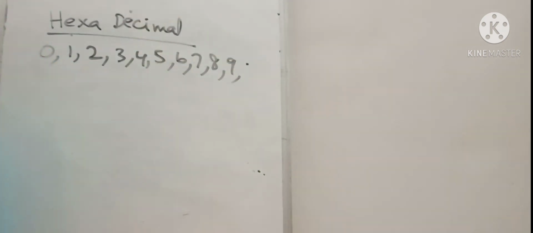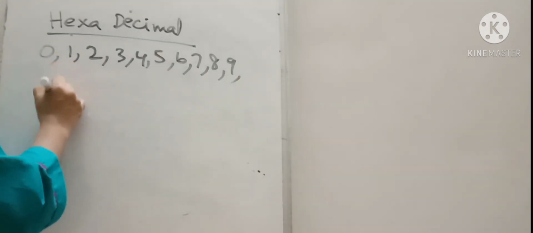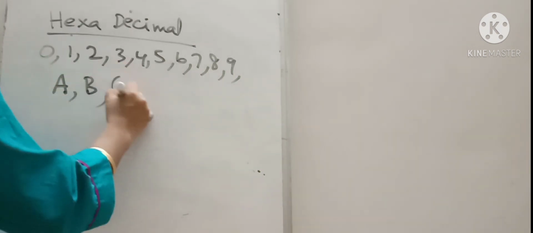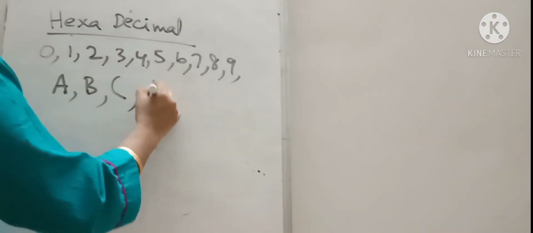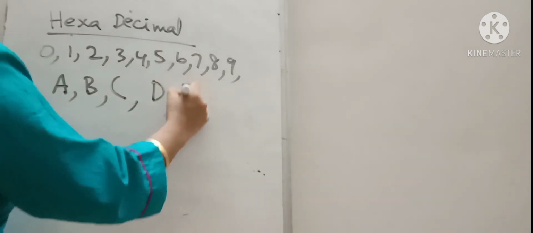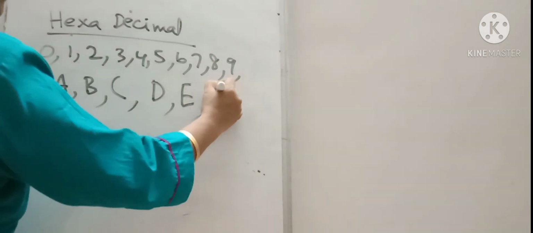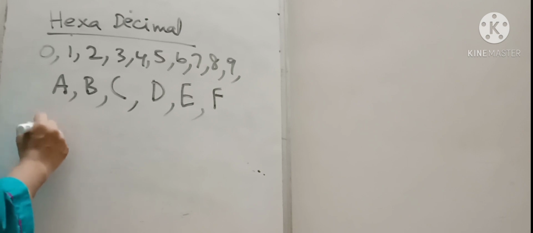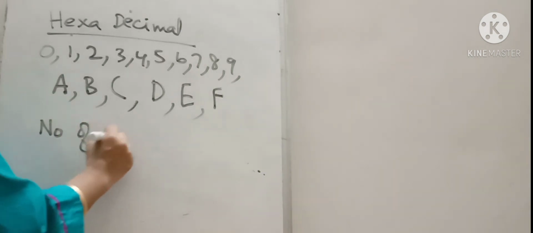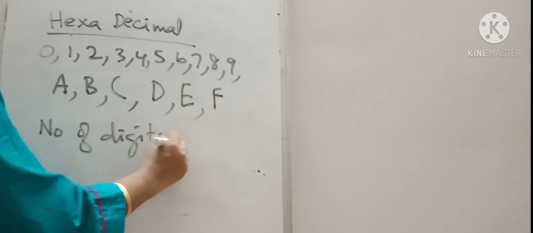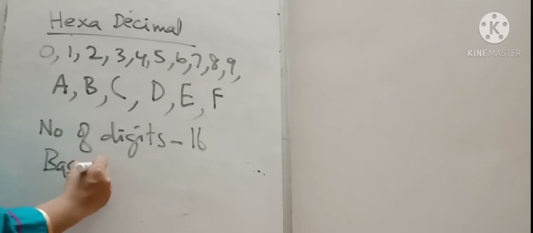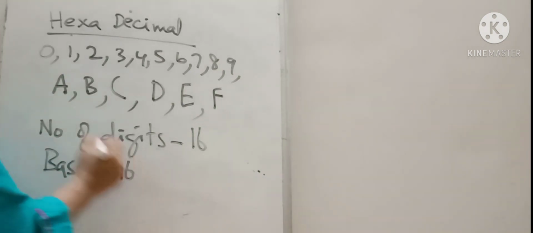Then for 10 we will use A. Then for 11 we use B, 12 C, 13 D, 14 E and 15 F. So 0 to 9 total 10 digits. Then A, B, C, D, E, F, 6 digits. Total 16. So number of digits used is 16 and the base is 16.